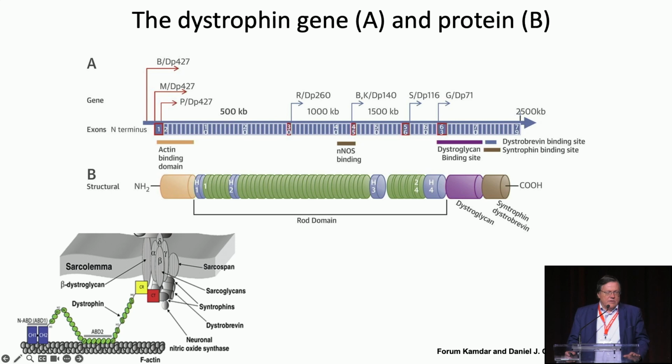This is just a reminder of the dystrophin gene and protein. At the bottom is a sort of cartoon of how the protein binds at one end to the cell skeleton and at the other end to the cell membrane, anchored by dystroglycan. And in between, we have this region of repeat elements, and long ago it was determined that you could get rid of fairly large portions of this if you maintained an open reading frame and have a functional protein.